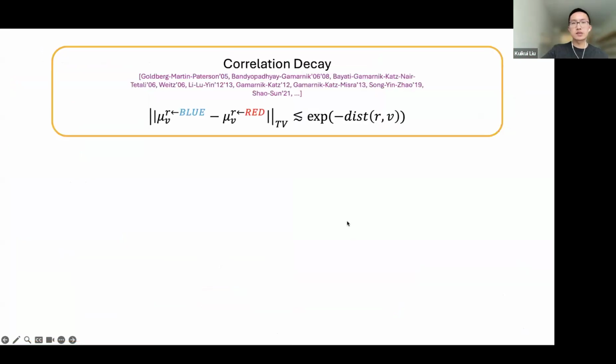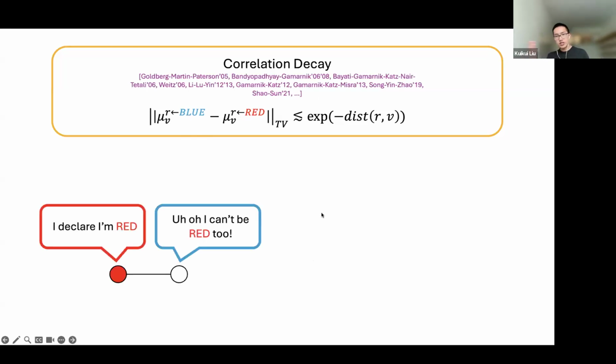Now let me first be more precise about what I mean by correlation decay. Correlation decay is just the following property. It says that the influence between two vertices, let's say R and V, is exponentially small in the distance between these two vertices.